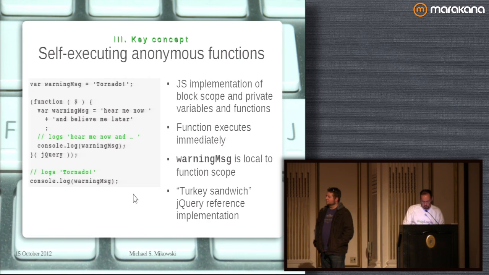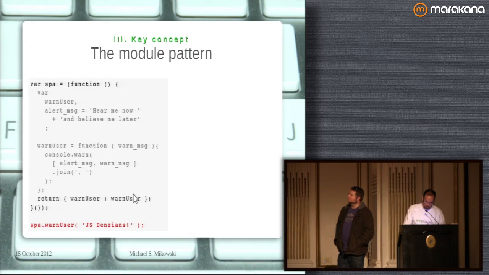And I mentioned the turkey sandwich earlier. So now we can take that self-executing anonymous function and use what we call a module pattern. Now, back in the early portion of the presentation, you may have remembered me talking about you should only create one global variable for your entire application. This is how we do it. What we can do is we can take a variable, in this case SPA, and we can assign it to a function, as we've done here.